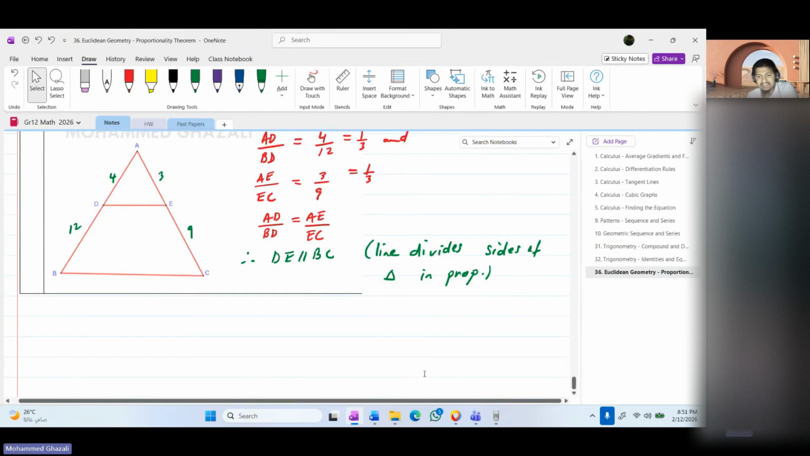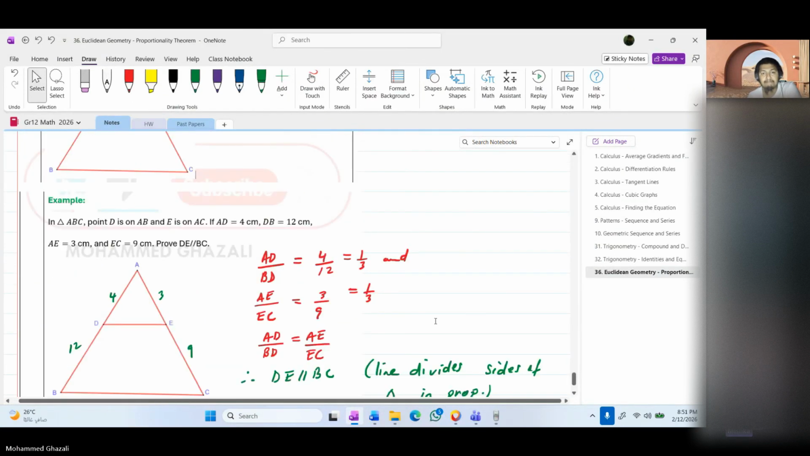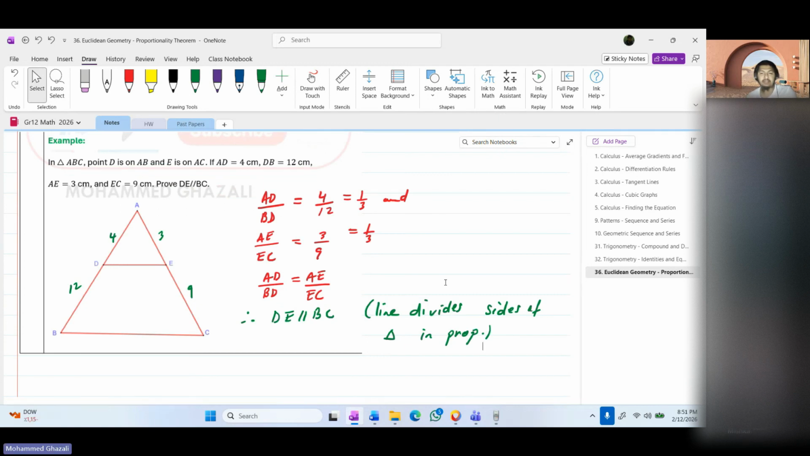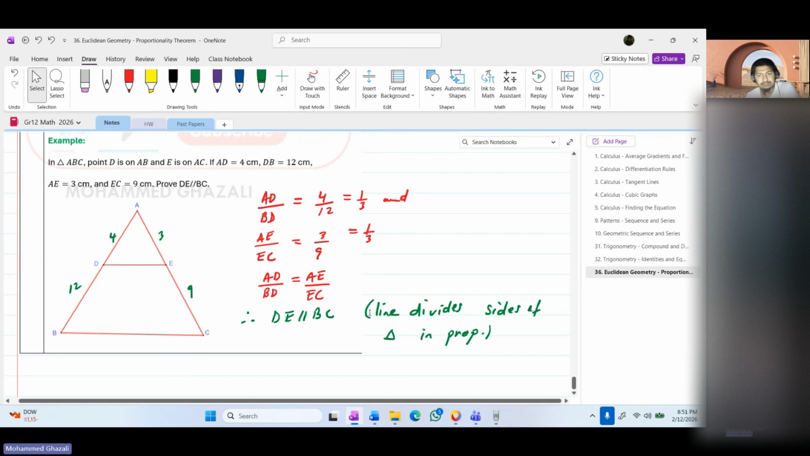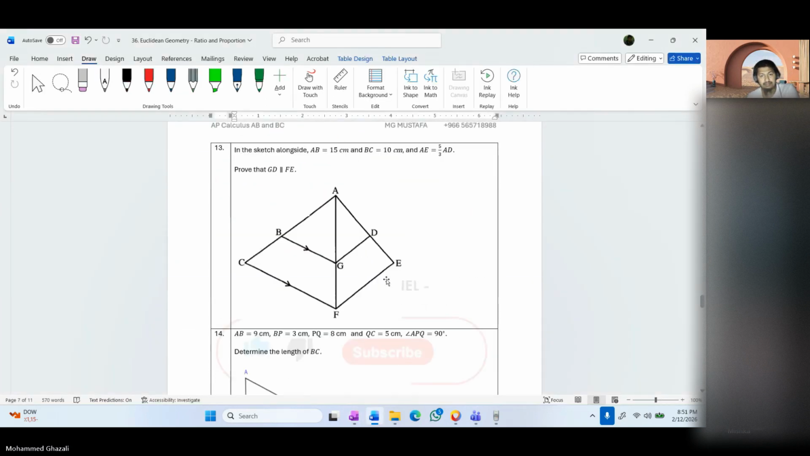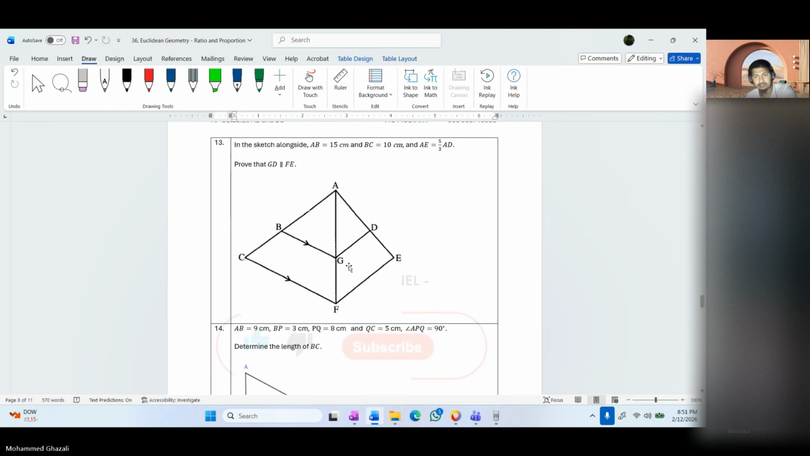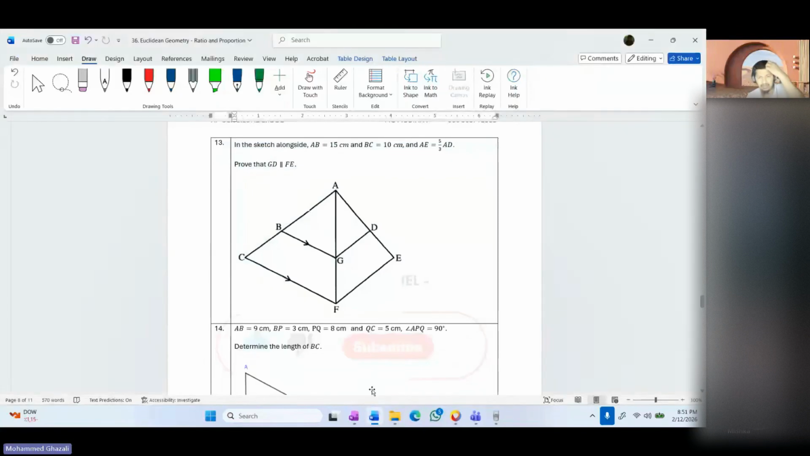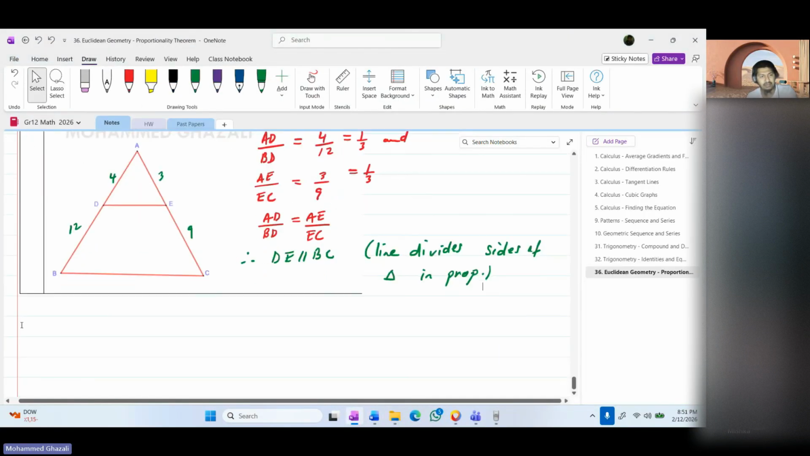Could you also say converse of the midpoint theorem? No, don't say converse midpoint theorem. Use line divides sides of triangle in proportion. Great. And let's look at this example. Now we're moving on to the converse. Remember, when we're doing problem solving, we have both the theorems to work with.